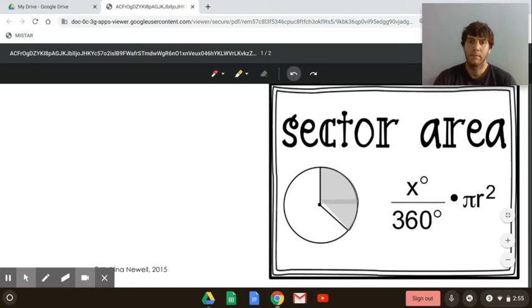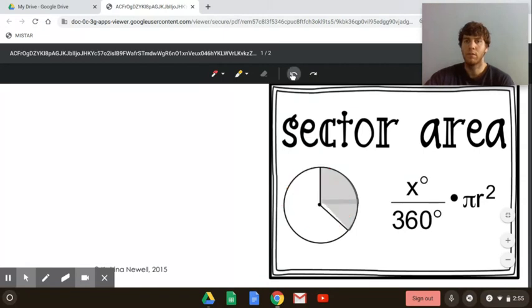Right, so this is the notes video for sector area. Sector area is very similar to the arc length, except you're solving for area instead of a length around the circumference. If we look at our circle here, all the area inside the circle is the area of the circle.